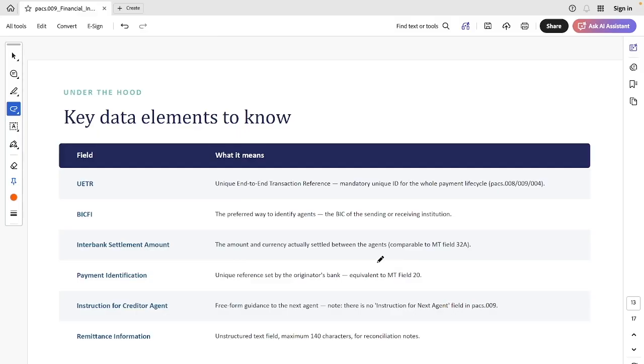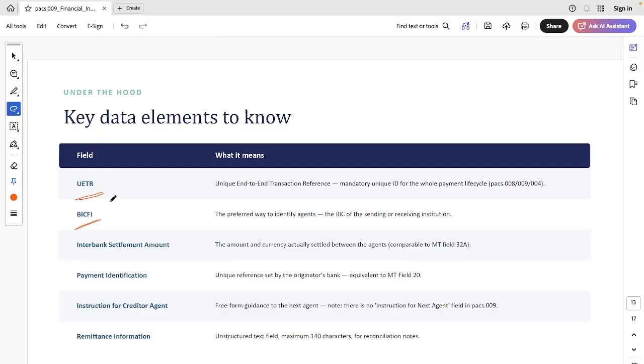Now let's understand the most important data elements in pacs.009. The first is UETR. UETR stands for unique end-to-end transaction reference. This is a unique identifier used to track the payment throughout its life cycle. In modern payment tracking, UETR is very important because it helps banks trace where the payment is, what status it has, and whether any investigation is needed.